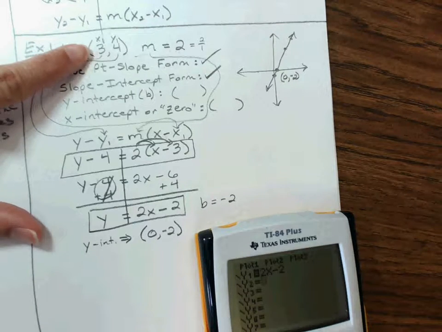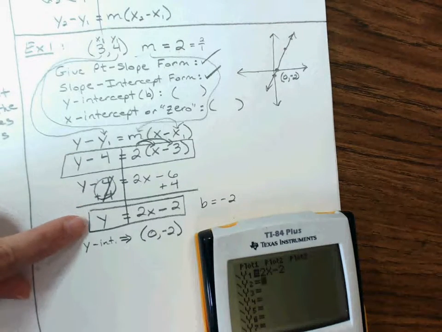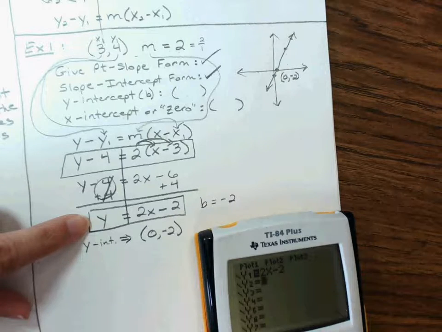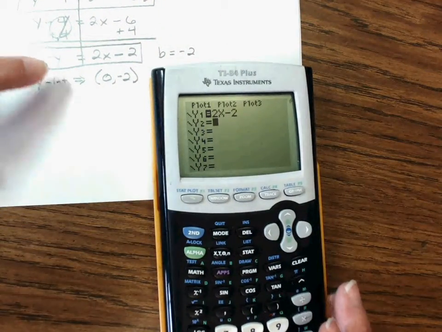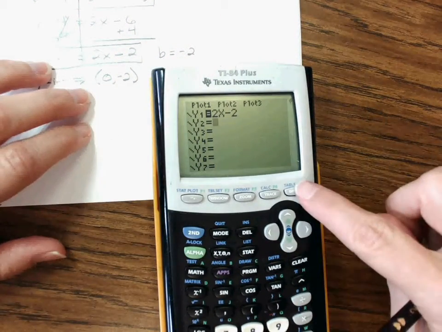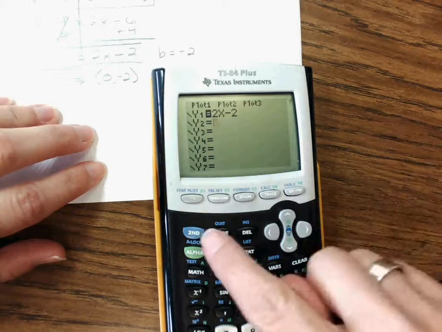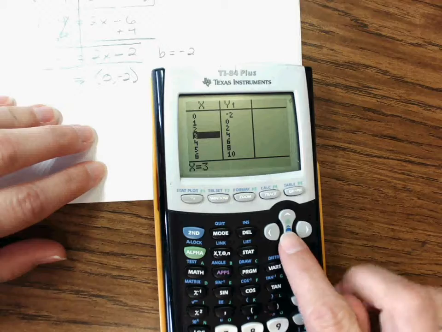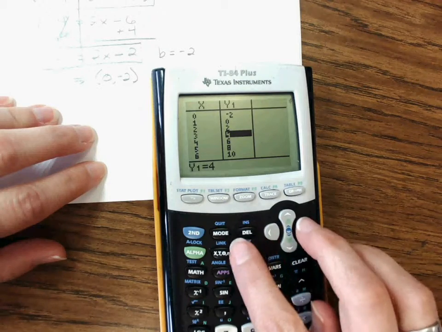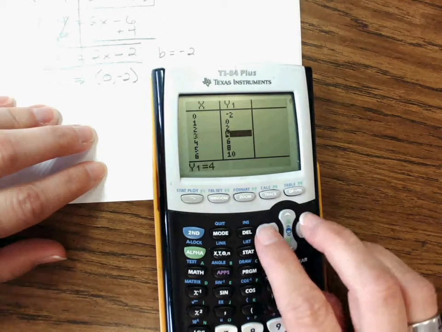So let's make sure that this point 3, 4 shows up on my slope-intercept line as well. If it does, that means that I've done my math right. In order to find the point 3, 4 on my calculator, I'm going to go to the table. Remember, that's up here in blue, so I have to go second graph. And I'm going to try to find the point 3, 4, and there it is right there. There's the point 3, 4. So we did do that correctly.